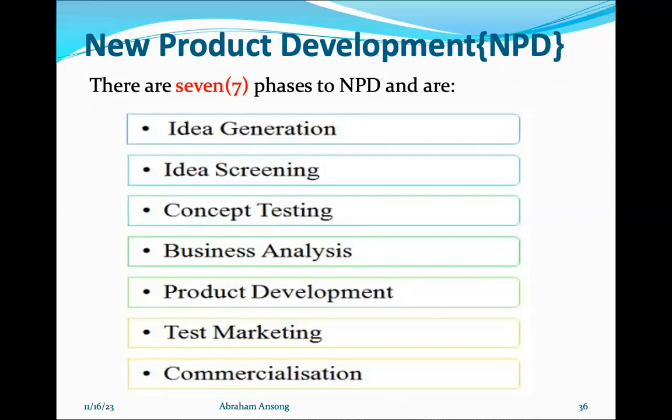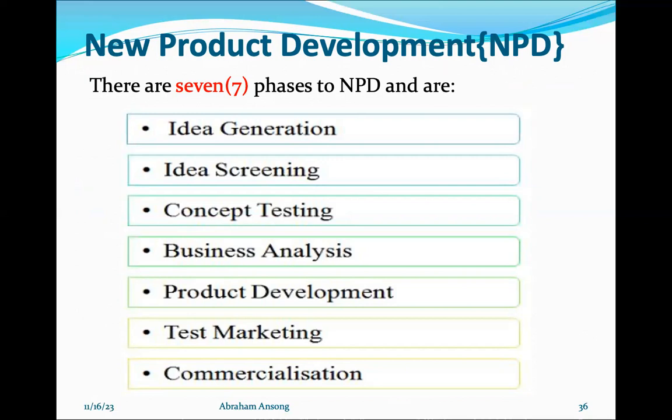So how do we come about new products? There are 7 phases to new product development. It begins with idea generation. There must have been a thought. There must be an idea that is refined. So idea generation, then we come to idea screening.